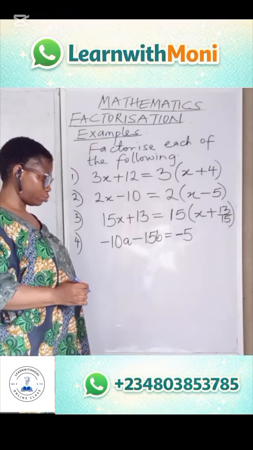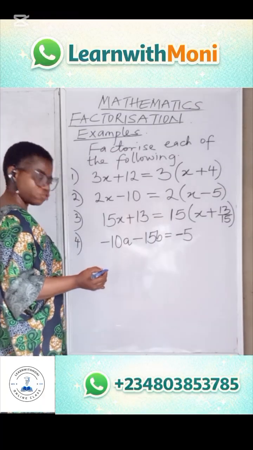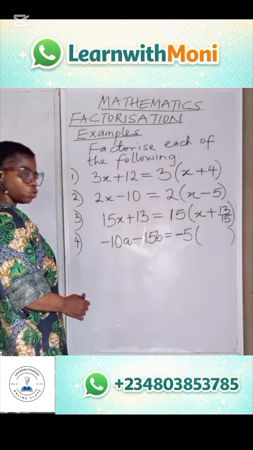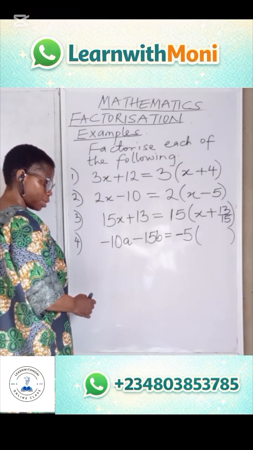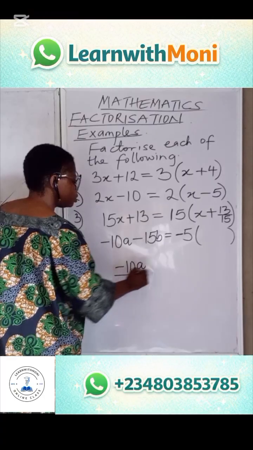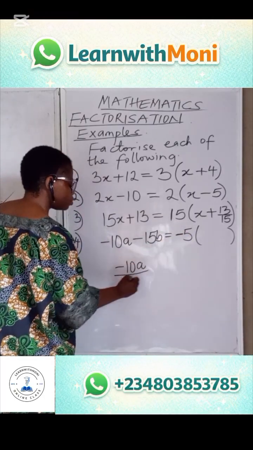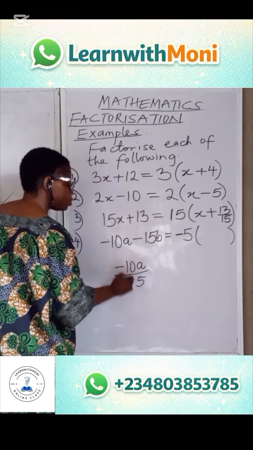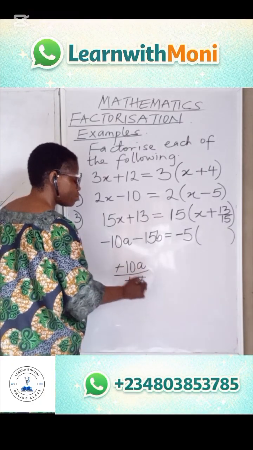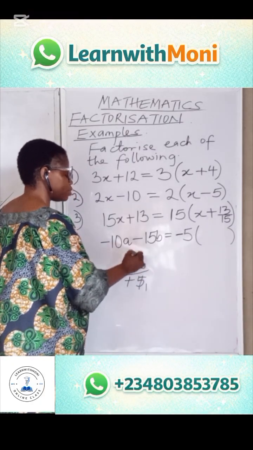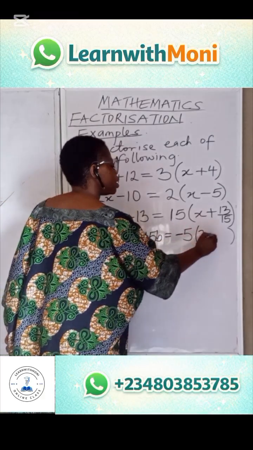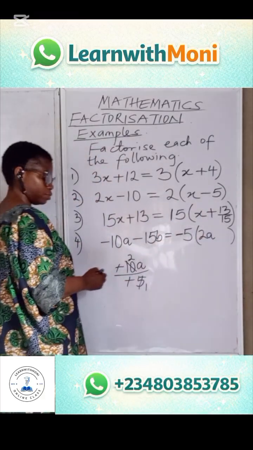So that is settled. The next thing I have to do is open my bracket and find out what should be inside the bracket. This is minus 10A divided by minus 5. Minus divides minus, it gives us plus. 5 divides 5 once, 5 divides 10 twice, 2. So we are left with 2A, and I put the 2A in my bracket.